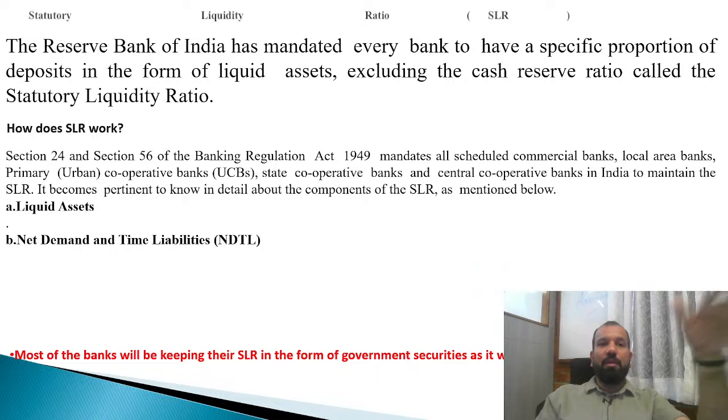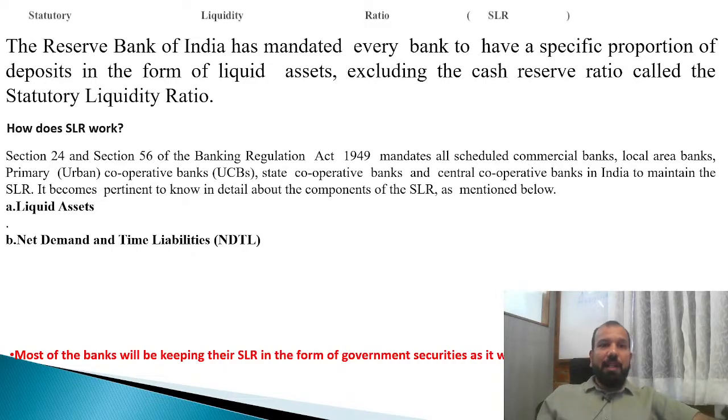SLR is running at 18% in the market. For SLR you have to keep 18% once you deduct the NDTL and once you deduct the CRR. After the CRR, whatever money is left, you have to keep 18% of that money in the form of statutory liquidity.